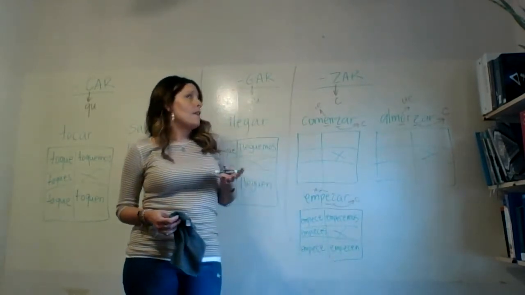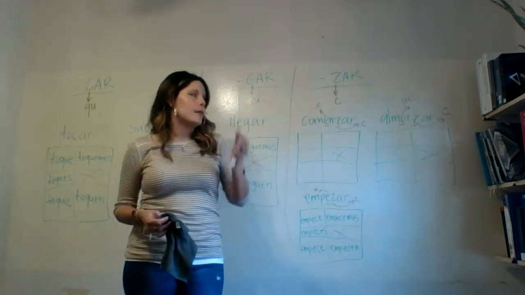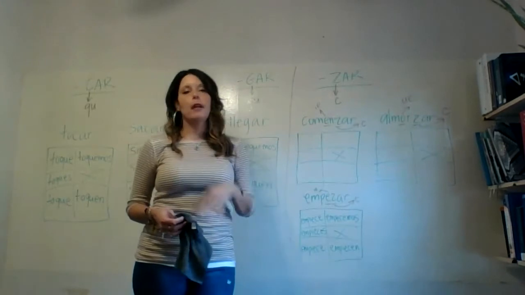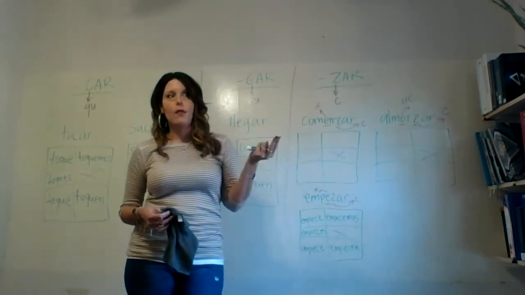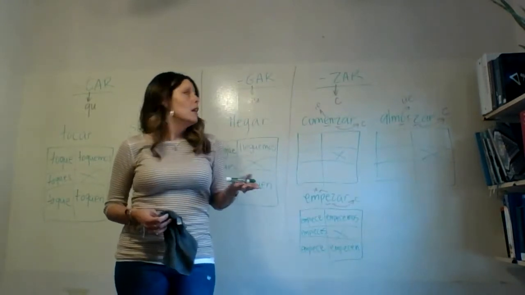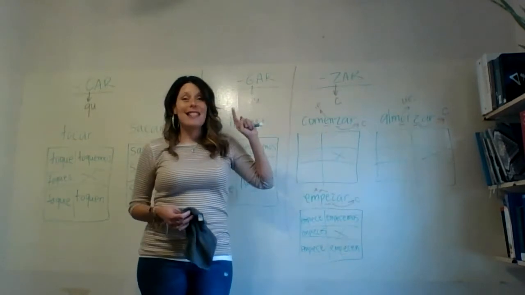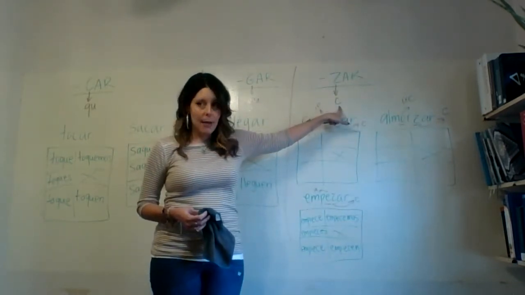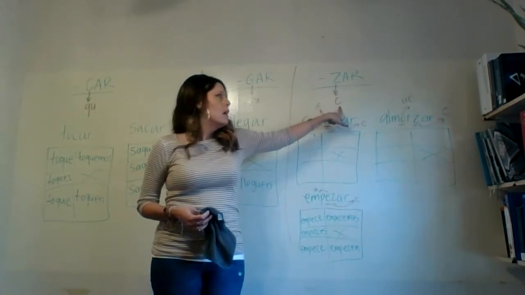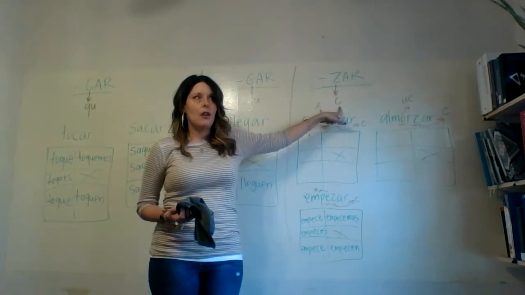So we're going to have to remember two things with most zar verbs. And I say most, but go ahead and think about all zar verbs being both stem change and also zar verbs in the subjunctive. So zar verbs. First thing we have to remember is that the Z is going to change to a what? To a C.